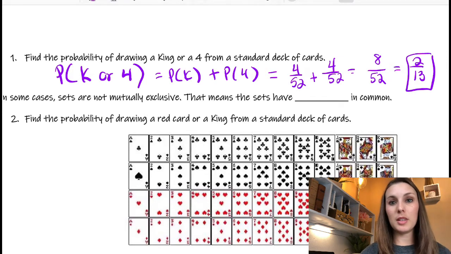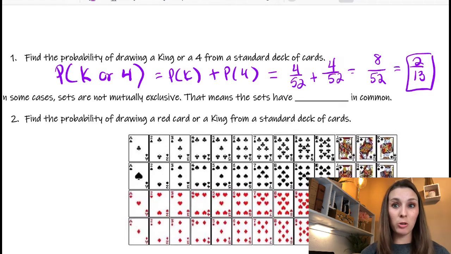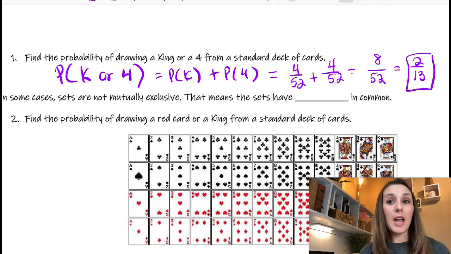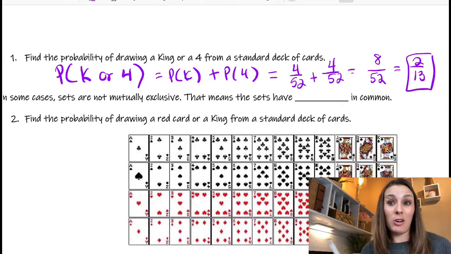So that means that it's not very restrictive. Like if I were to say and, a king and a 4, my probability would go down because that's pretty restrictive. It's very specific. But if I say, I just want a king or I want a 4, either one is fine, it doesn't matter. That makes your probability higher because there's a higher chance of that happening. There's 8 cards out of the 52 that represent a king or a 4.